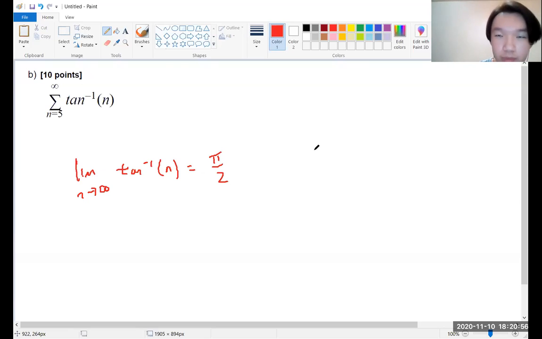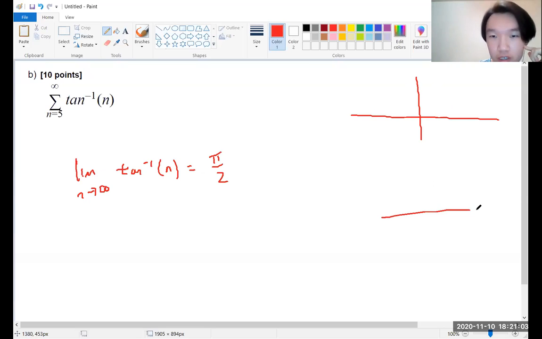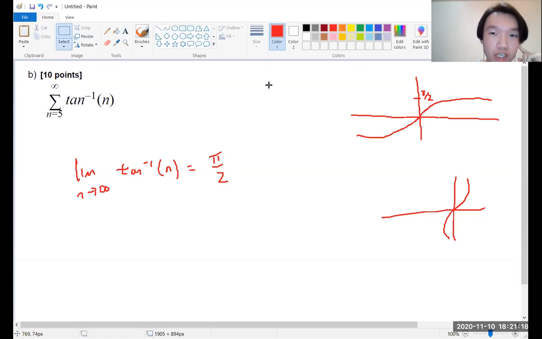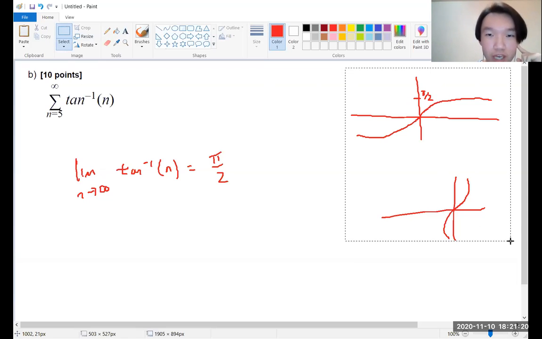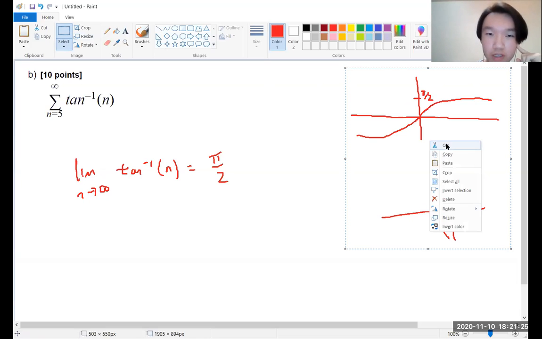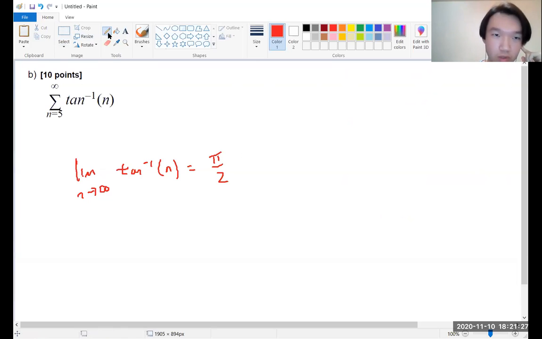I think that's right. Let me try to remember what the graph of arctan looked like. So tan looks like this. If you flip it, it should look like this. Yeah, so this is pi over 2. So the limit's pi over 2. That's fine. But does that help us in any way? Does anyone know what the test is called that she's referring to?